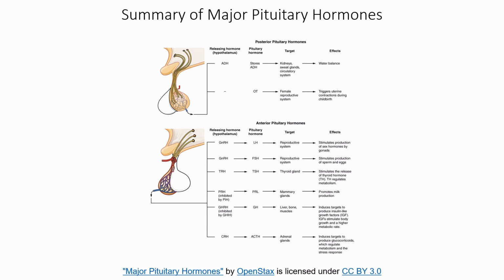Now here's our summary in terms of what affects what. We are creating the oxytocin and the ADH in the hypothalamus, and those get stored in the pituitary. ADH, antidiuretic hormone, is going to impact anything that handles a lot of water, so your kidneys, your sweat glands, your circulatory system, and this is to help retain water to affect water balance, to make sure you don't lose too much water.